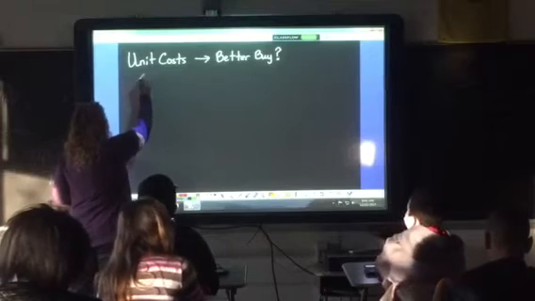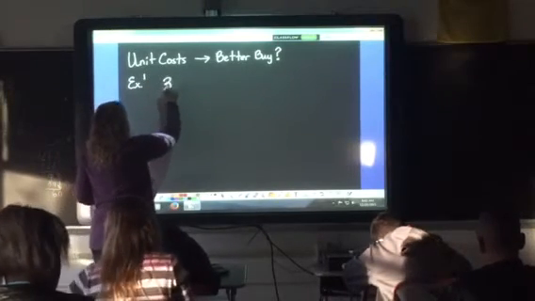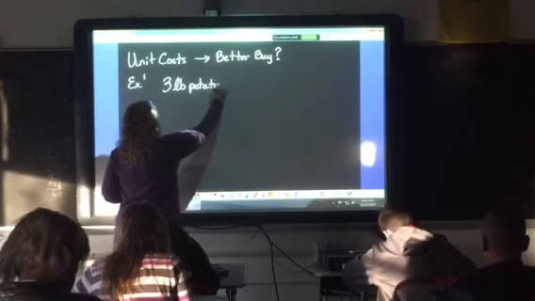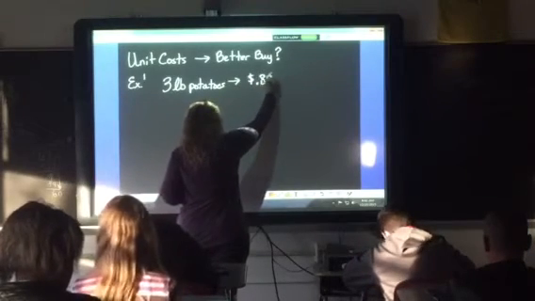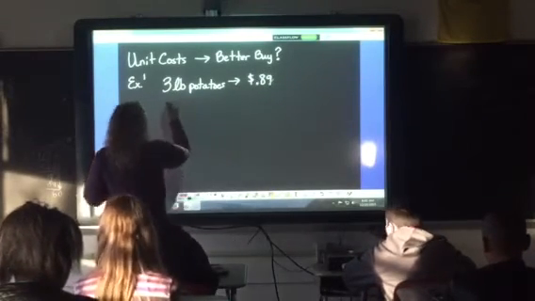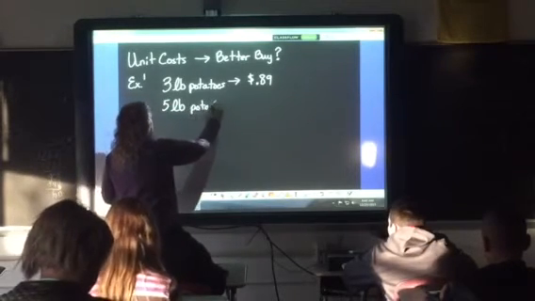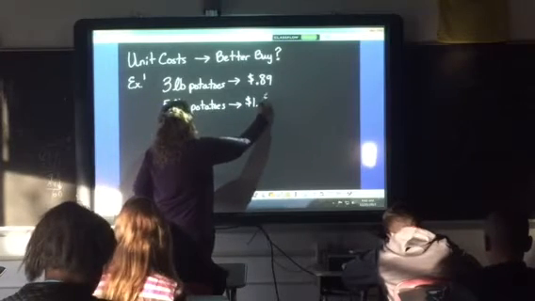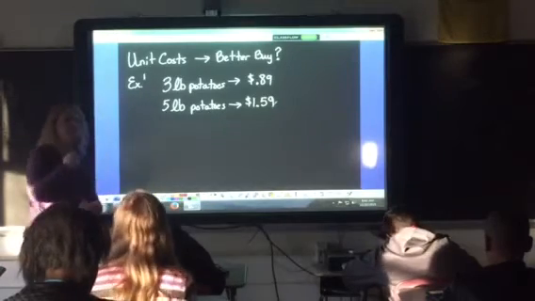All right, so here's our first example of unit cost. There's a 3-pound bag of potatoes, and its cost is 89 cents. But then over here, we have a 5-pound bag of potatoes, and its cost is $1.59. The question is, which one is the better buy?